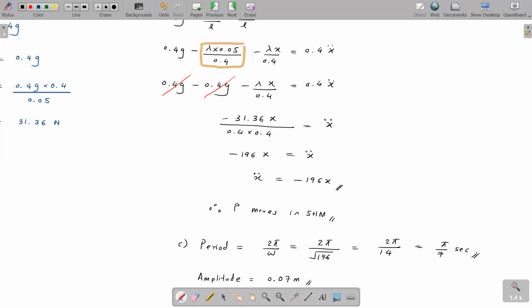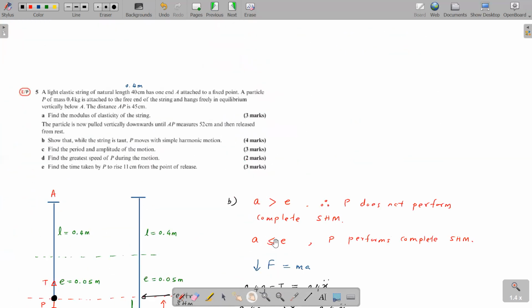0.07 meters. Is this clear? Okay, then let's move to the other part. Last part. Okay, look at this. Part E. Find the time taken by P to rise 11 centimeters from the point of release. Sorry, that's part E.